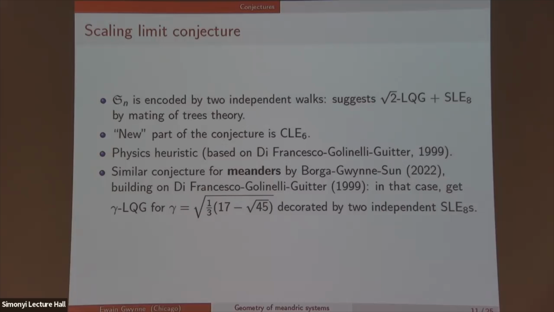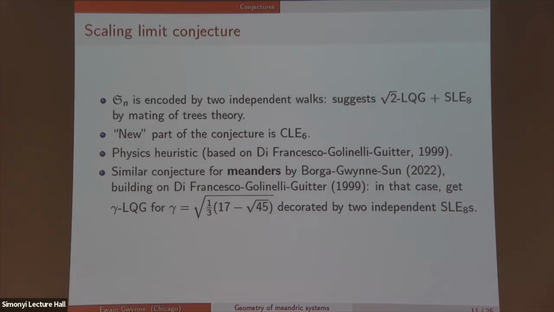So for the meander, we have a similar scaling limit conjecture, except instead of an SLE8 and a CLE6, you get 2 independent SLE8s, and the Liouville quantum gravity parameter is different. So you have a different underlying random fractal surface. This was observed and worked on by myself, Jacopo Borga, and Shin Sun.